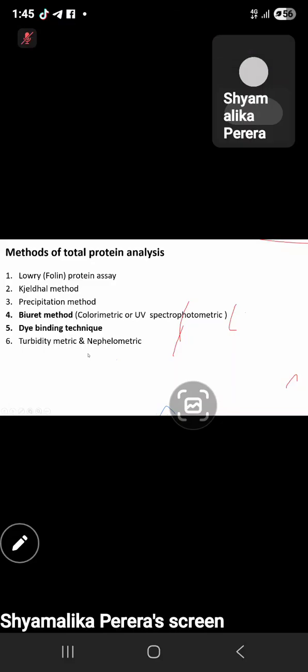So under the proteins, you can have the measurement of total protein, measurement of albumin, measurement of globulin. The first part is methods for total protein assays. There are many methods: Lowry protein assay, Kjeldahl methods, precipitation method. The highlighted one, the biuret method, is still practiced in analyzers also. Dye binding technique is mainly for albumin, and there are turbidimetric and nephelometric methods. I will discuss the biuret and dye binding methods only here.